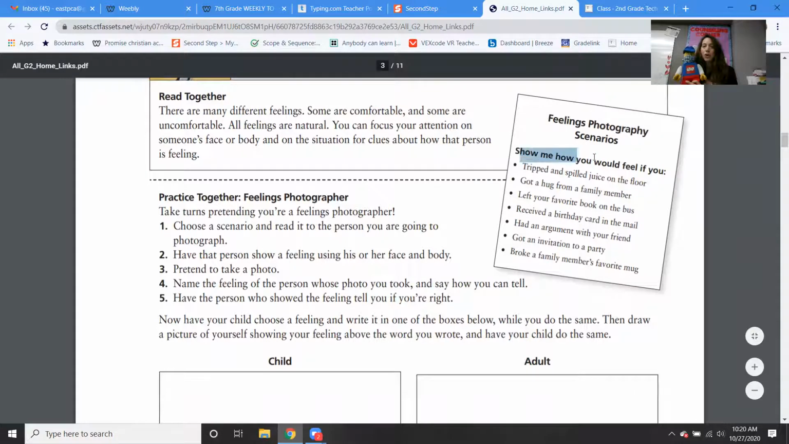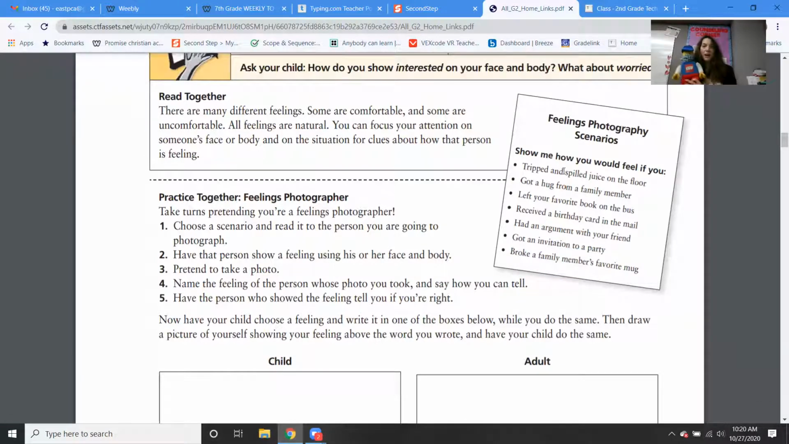So it says, show me how you would feel if you tripped and spilled juice on the floor. You left your favorite book on the bus. You received a birthday card in the mail. You had an argument with your friend. You got an invitation to a party, or you broke a family member's favorite mug. So you can choose one of them, and then you can make the face of how it would look like.